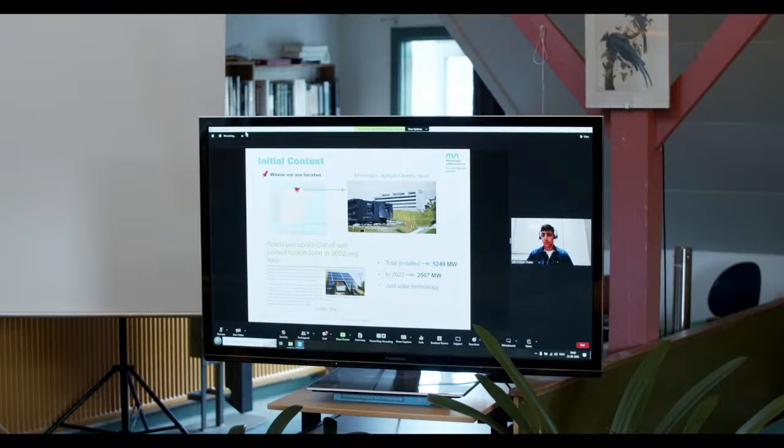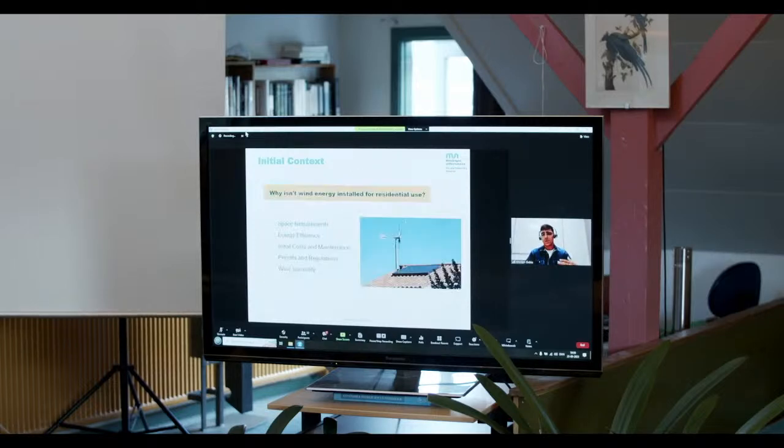In the last 2 years, for example, in Spain, around 2.5 gigawatts of residential self-consumption power plants were installed in residential and industrial areas. So a lot of small self-consumption installations have been installed in recent years, but all those gigawatts are solar technology. And we have one question: why isn't wind energy installed for residential use?